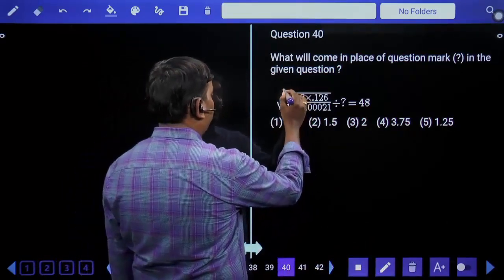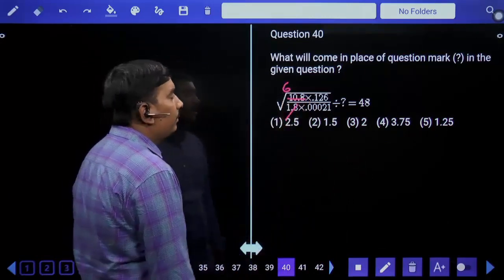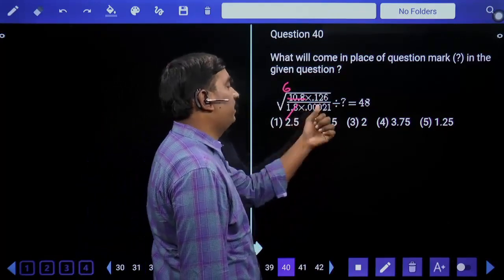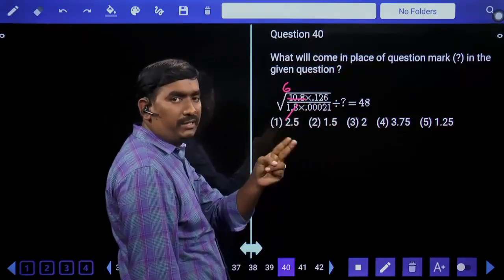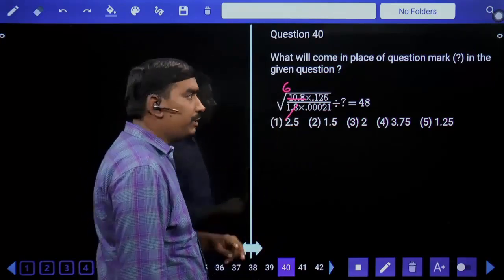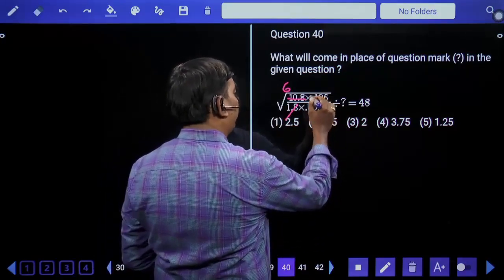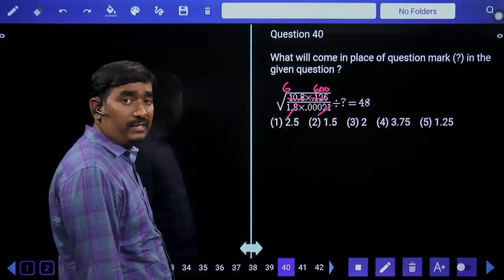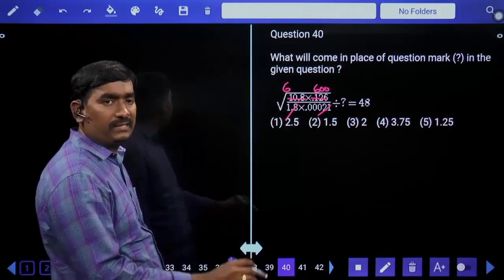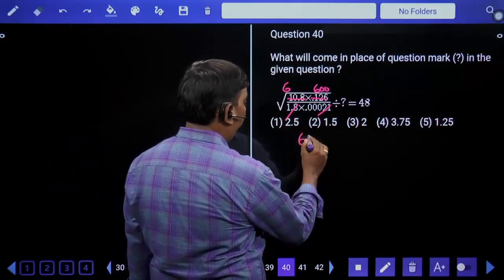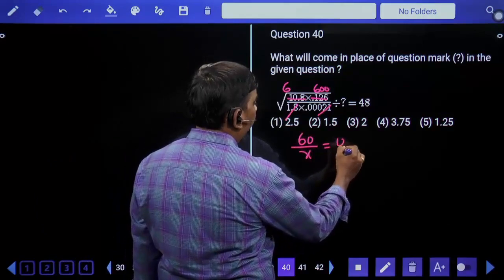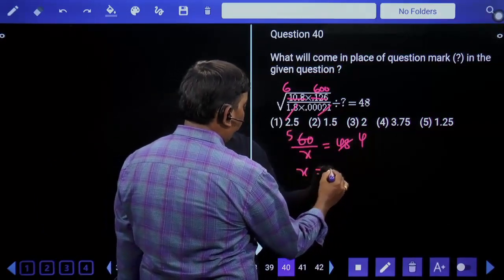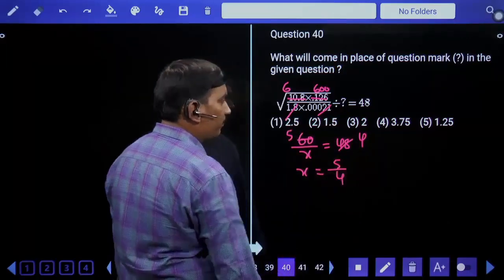1.8 exactly 6 times 10.8. So the numerator has 3 places after the decimal, the denominator has 5 digits after the decimal. So 2 extra digits in the denominator, so 2 extra zeros will be added in the numerator. 600 into 6 is 3600. Square root of 3600 means 60. So 60 by x is equal to 48. X is equal to 5 by 4, nothing but 1.25 is your answer.